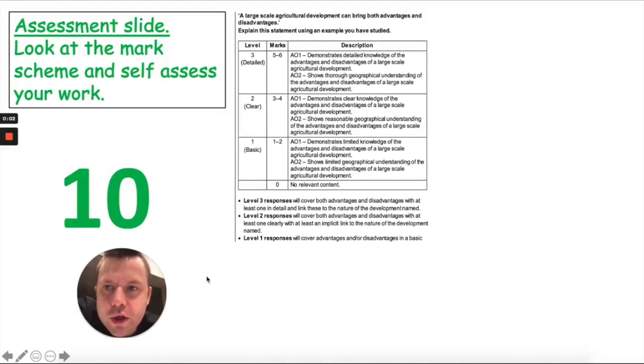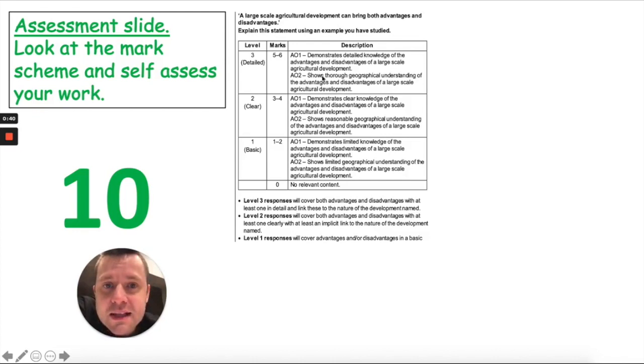Okay, last question, assessment slide. So, level response answer: basic, clear, detailed. Alright? Basic answer will have limited knowledge and limited geographical understanding. Alright, very, very basic comments. Level 2, your knowledge is going to become clear and your geographical understanding is going to be reasonable. Now, reasonable geographical understanding is still relatively good, okay? Because you need to be able to make a point and then explain it.